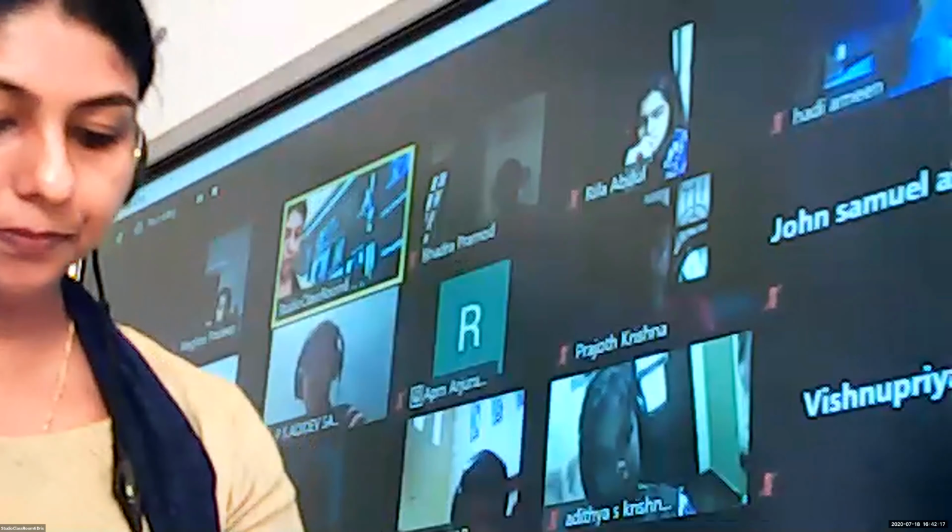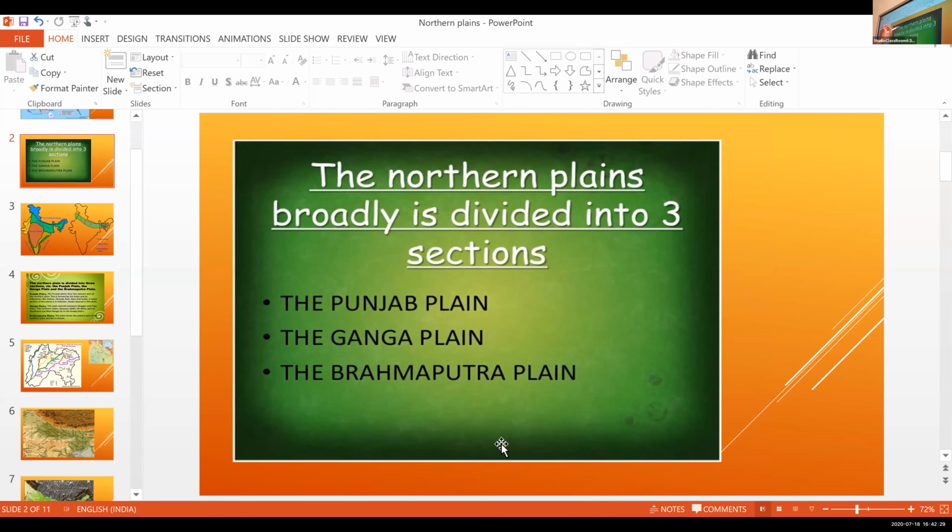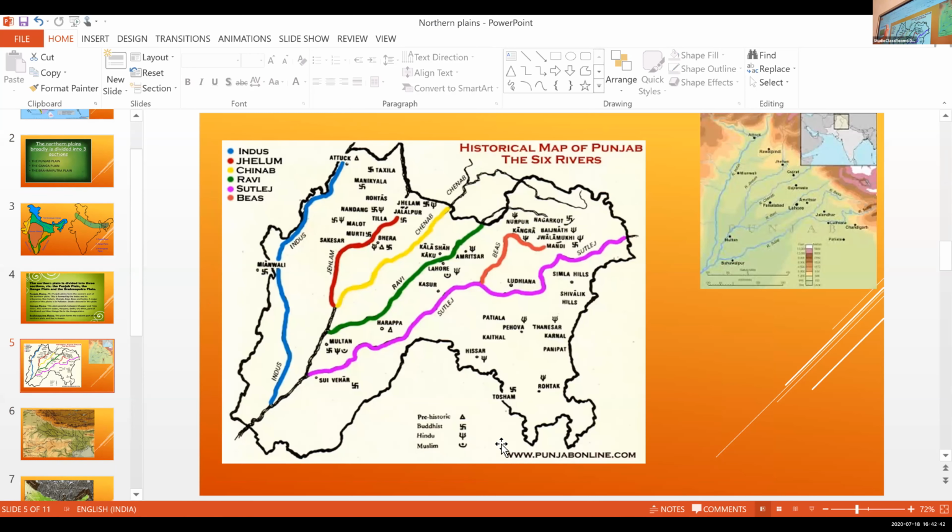I think till this it's enough, right? What all points did we discuss today? We discussed the northern plains, the classification of northern plains, the first classification: Punjab plain, Ganga plain and Brahmaputra plain. First one is Punjab plain. Punjab plain is formed by river Indus and its 5 tributaries. Punjab plain is dominated by Doab, land lying between 2 rivers.